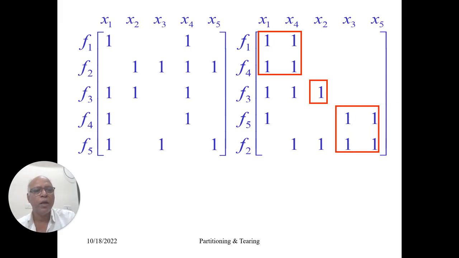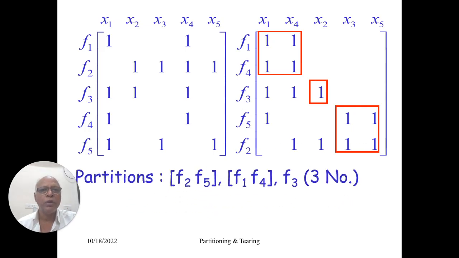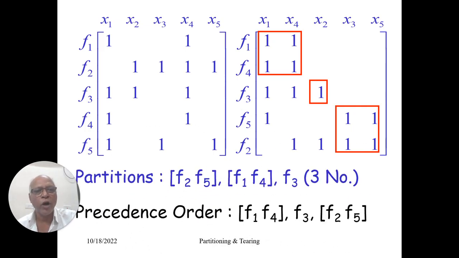Now, compared to solving all the 5 equations as a single problem, solving 2 equations followed by 1 equation followed by 2 equations is relatively much simpler, especially when you are dealing with non-linear equations. So I am able to partition them. What is the order? Can I solve the last partition first? How will I be able to solve this problem without knowing the values of x1, x4 and x2? So there is a particular order in which you need to solve these partitions.